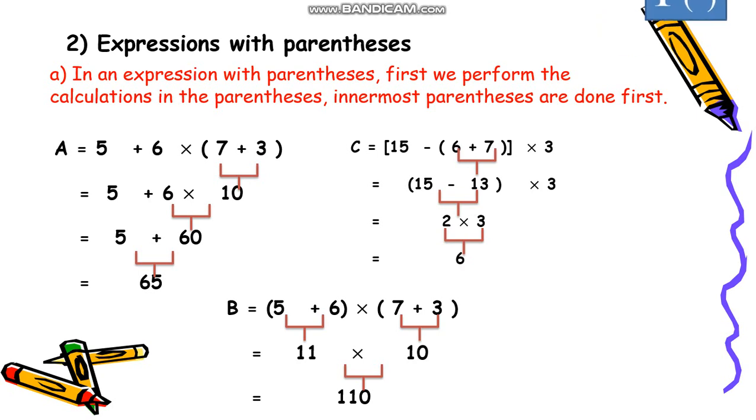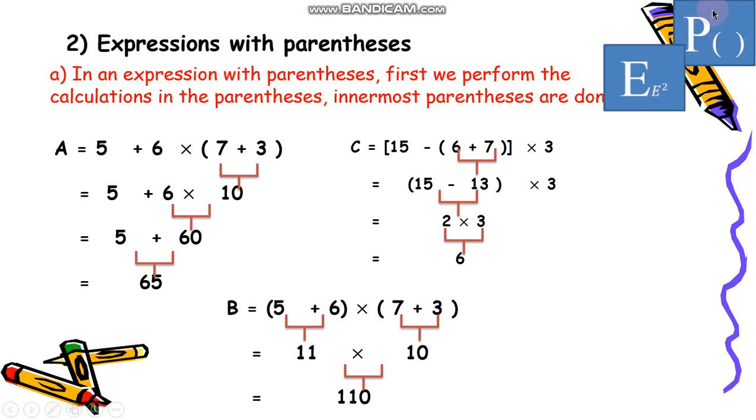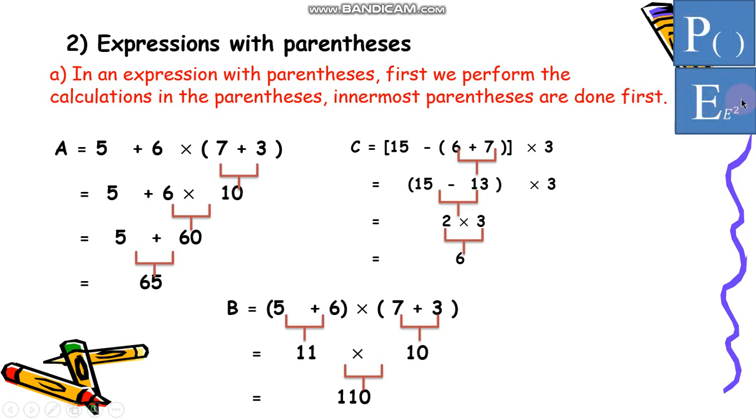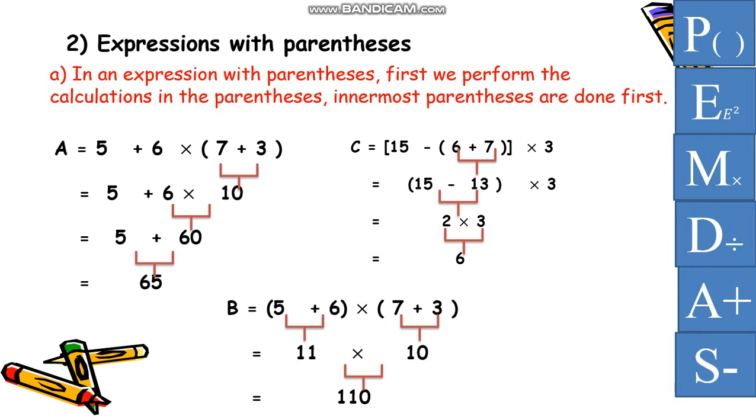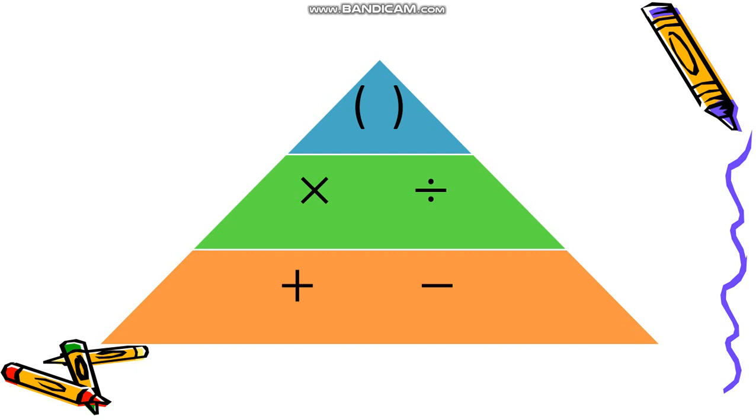That's it. So the rule is, first of all we solve the parentheses, then if we have any exponent, then the multiplications, then the divisions, addition and subtractions. So don't forget this word, it's PEMDAS. PEMDAS means parentheses, exponents, multiplication, division, addition, subtraction. Let's see this picture here. First of all, we should start with the parentheses. Don't forget that.